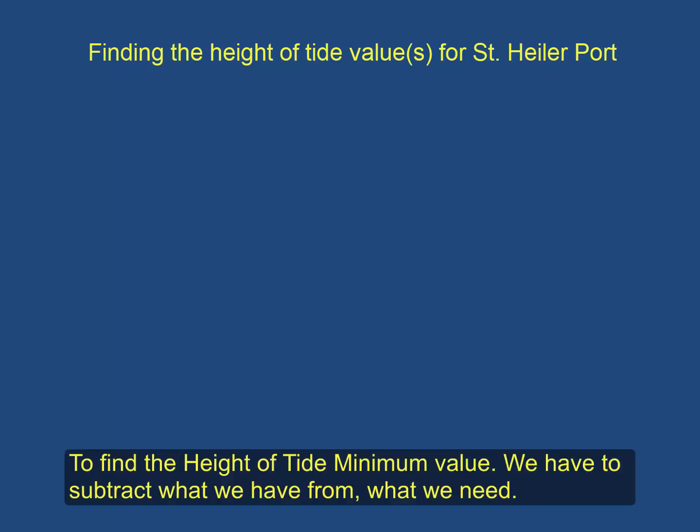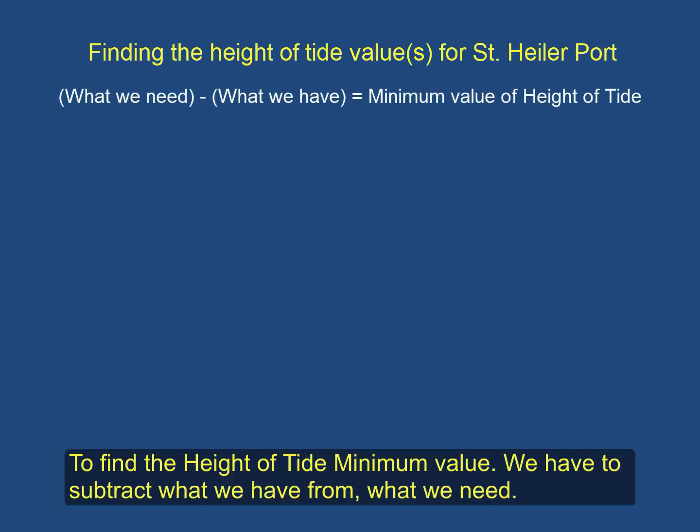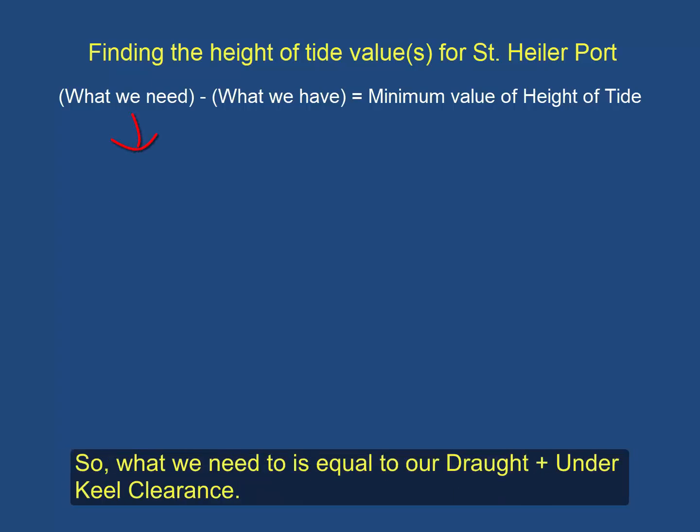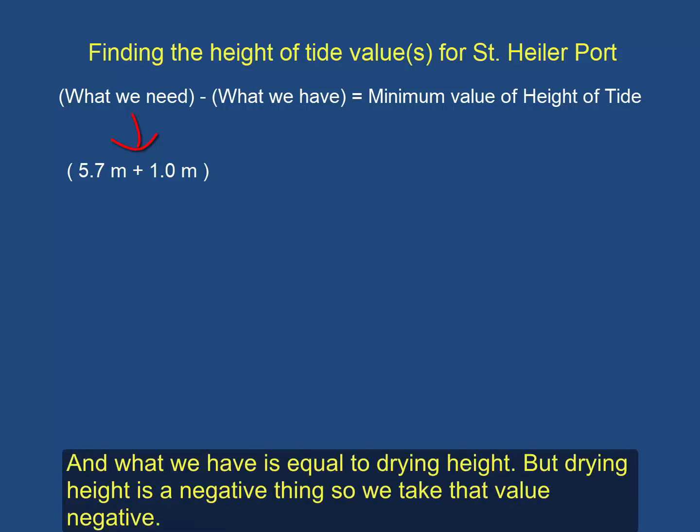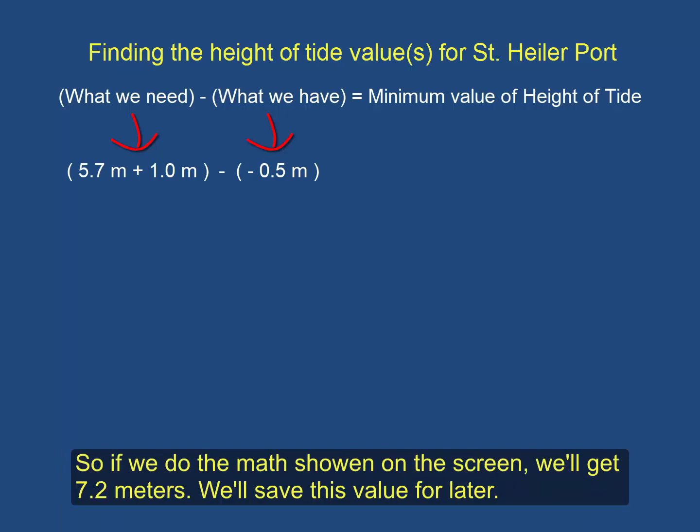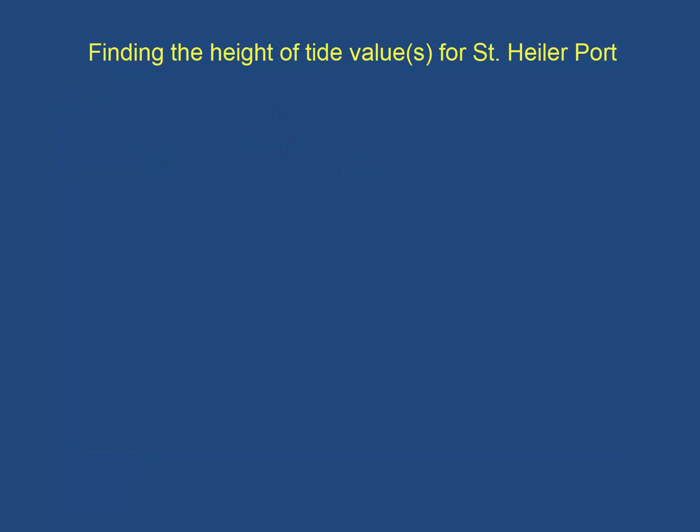To find the height of tide minimum value, we have to subtract what we have from what we need. What we need is equal to our draft plus under keel clearance. And what we have is equal to drying height. But drying height is a negative thing, so we take that value negative. If we do the math shown on the screen, we'll get 7.2 meters. We'll save this value for later.